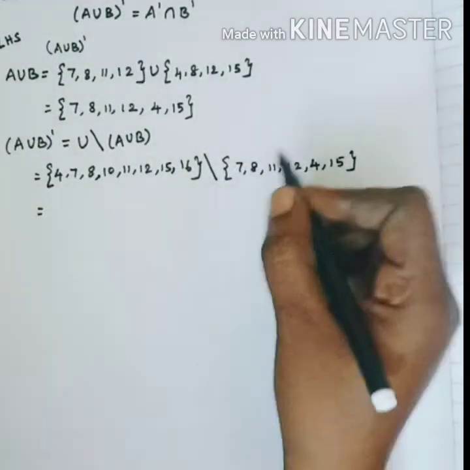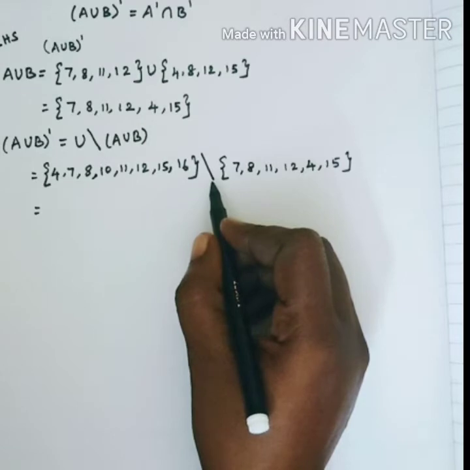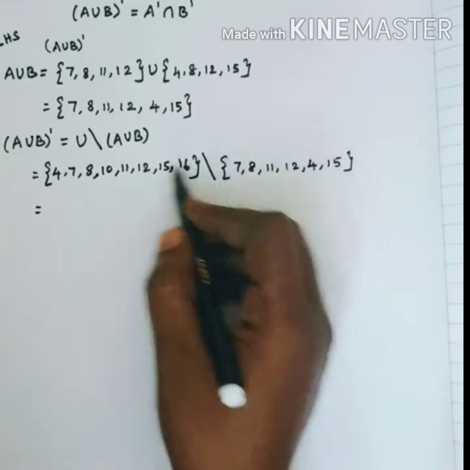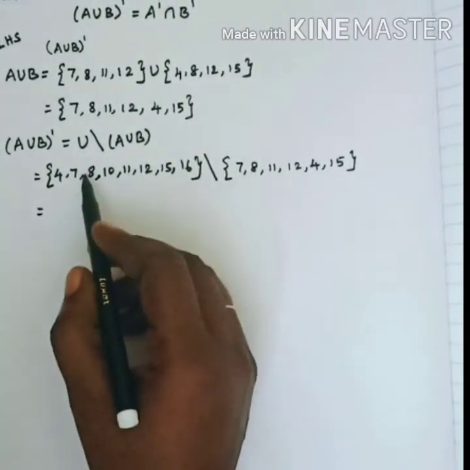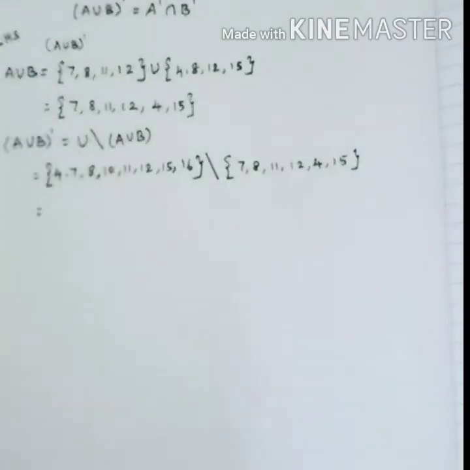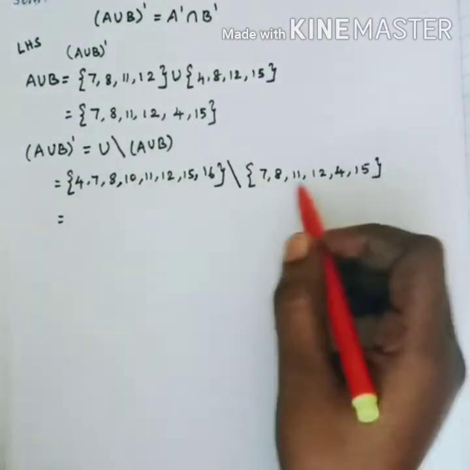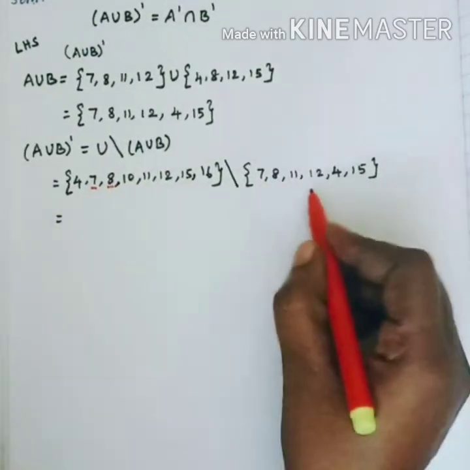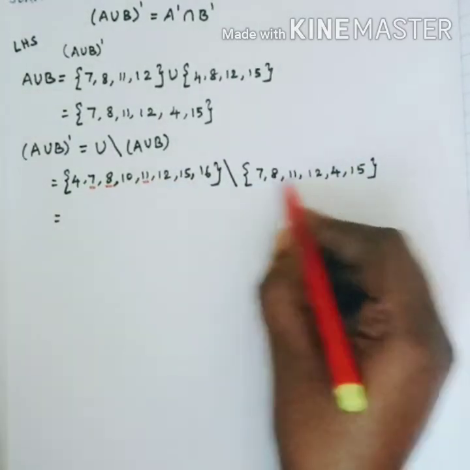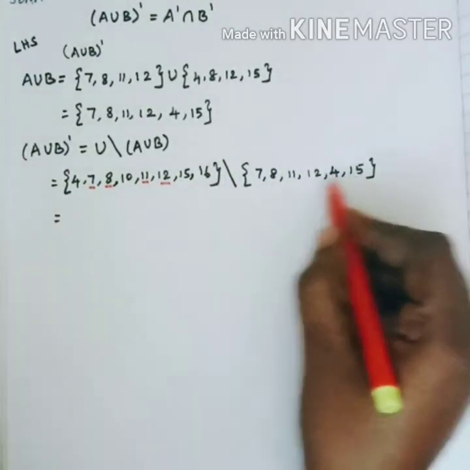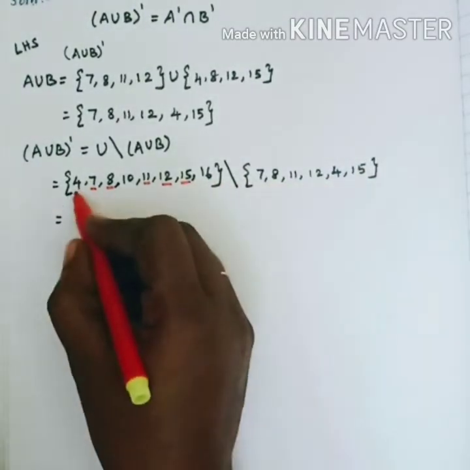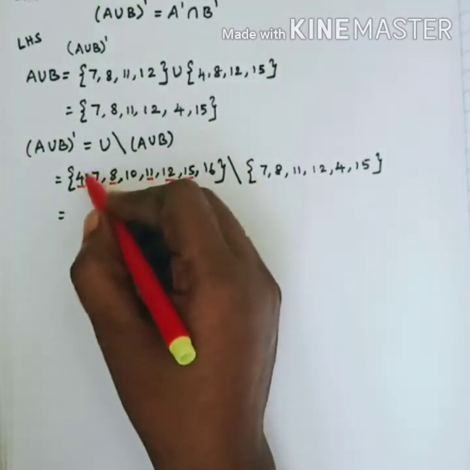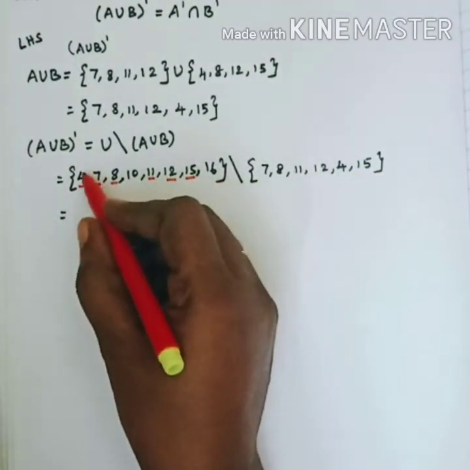Now, the slash symbol is there. So you have to identify the common elements in both the sets and eliminate those elements from the first set. 7 is a common element, and 8 is also a common element. 11 is also there, 12 is also there, 15 is also there, and 4 is also there. So you have to strike out these elements from the first set. You have to omit these elements in the first set.